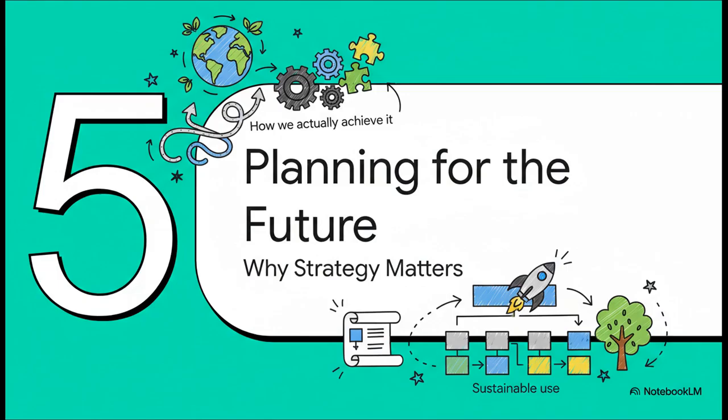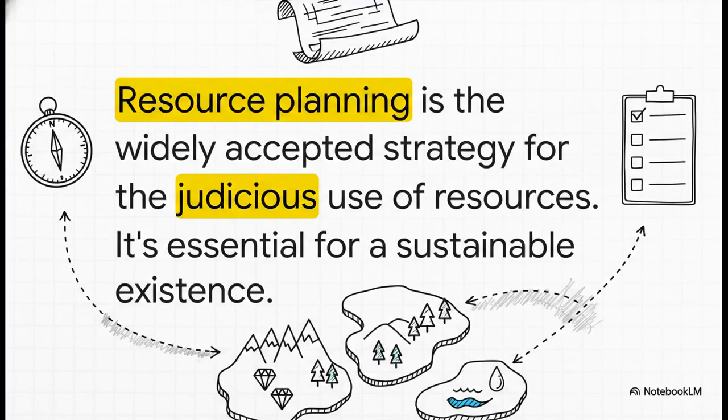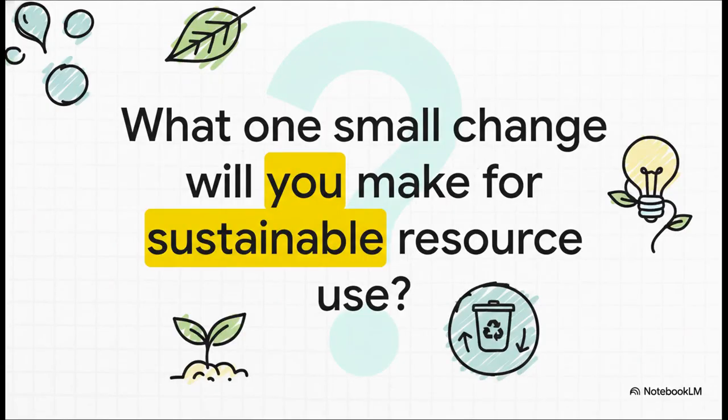So we have this big, important global goal of sustainable development. But a goal without a plan is just a wish, right? So how do we actually make it happen? Well, that brings us to our last key idea. You need a strategy. And that strategy is called resource planning. It's basically the accepted game plan for using our resources wisely and carefully. For a country like India, which is so diverse, this is crucial. Think about it. Some states have tons of water. Others have very little. Resource planning is how we manage everything fairly and sustainably for the entire country. And that pretty much covers the core concepts.